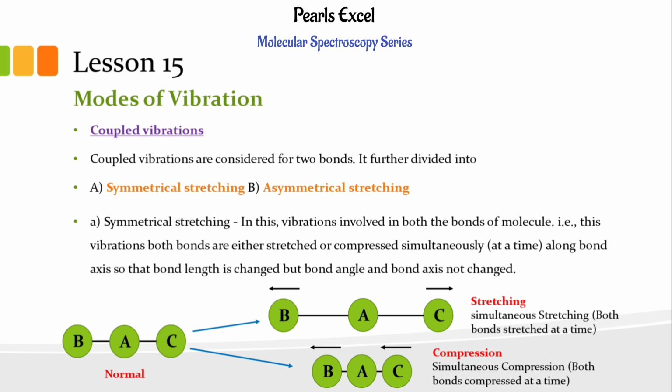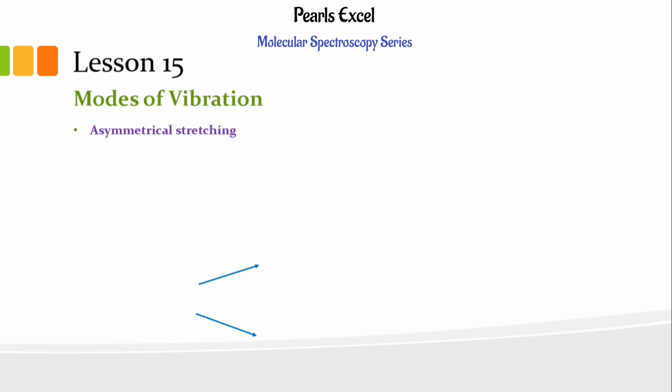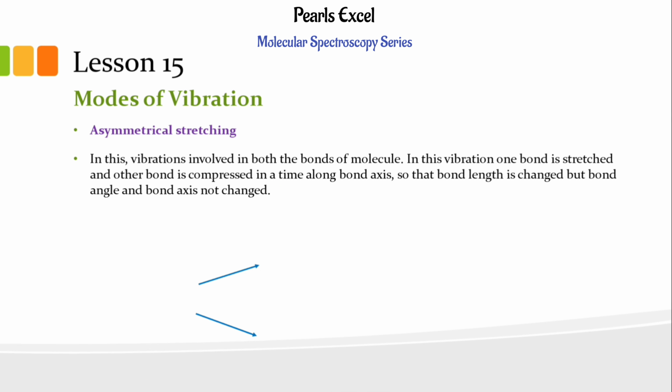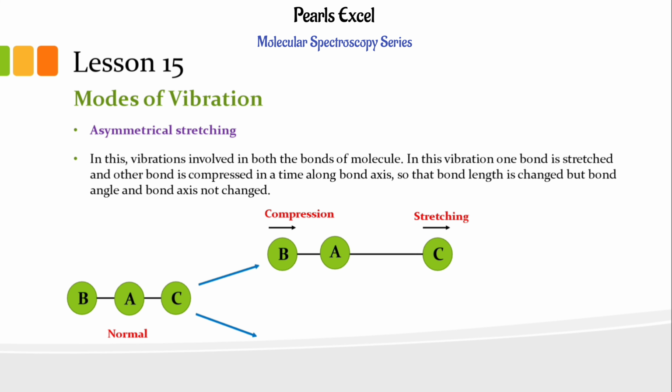Now we'll see asymmetrical stretching. In this, vibrations are involved in both the bonds of the molecule. In this vibration, one bond is stretched and the other bond is compressed at a time along the bond axis, so that bond length is changed but bond angle and bond axis are not changed. See the image for better understanding of how it will stretch and compress on one side only.